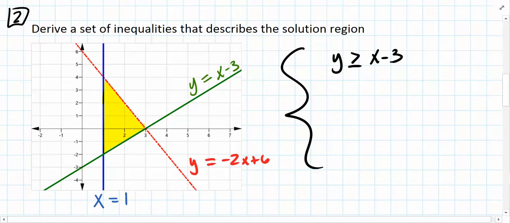I want everything below my red dashed line. So it should be that y is strictly less than negative 2x plus 6. Agreed? Yep. And then I want everything to the right of x equals 1. So I want x is greater than or equal to positive 1. That represents my system for the region.